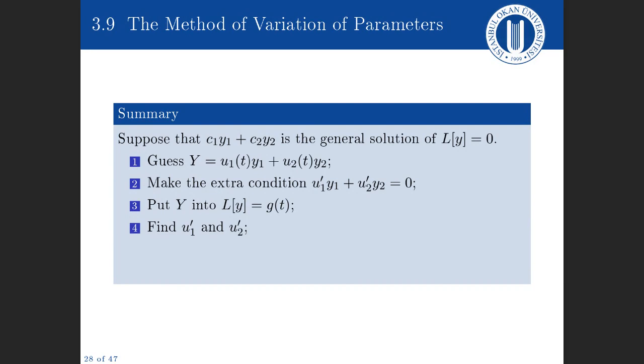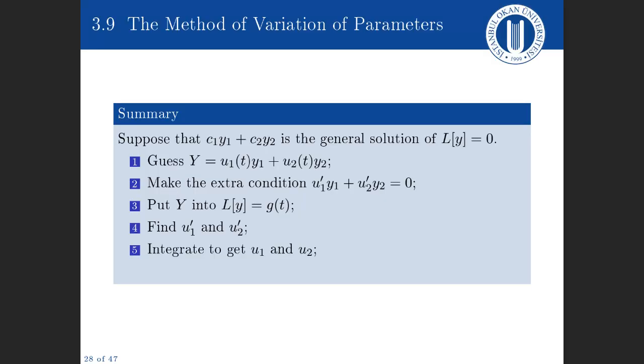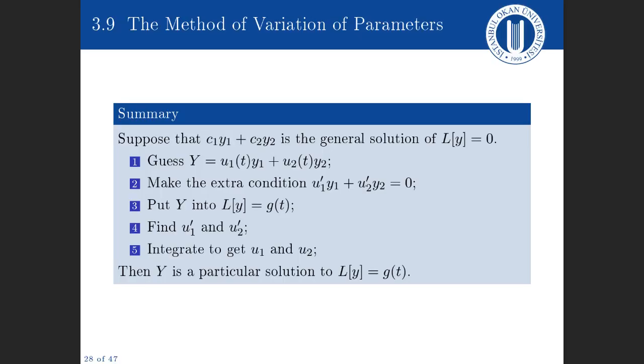In fact, we end up with two equations. We end up with the extra condition and then the new equation that we find. Solve these two equations to find u1 prime and u2 prime, and then integrate. As soon as we know u1 and u2, we know a particular solution to the non-homogeneous differential equation.